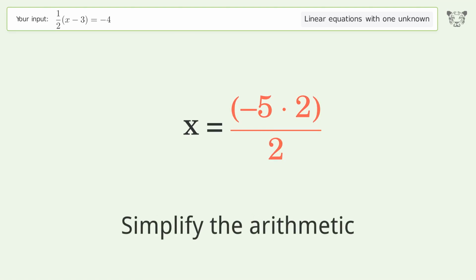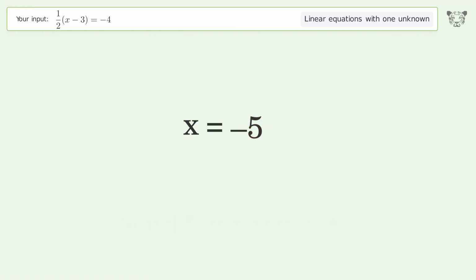Simplify the arithmetic. And so the final result is x equals -5.